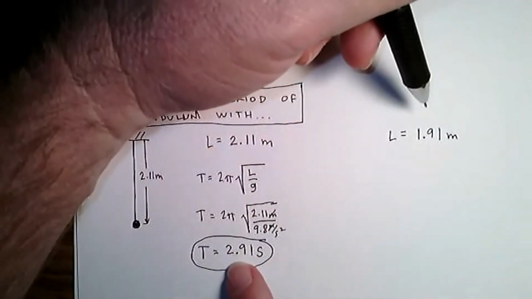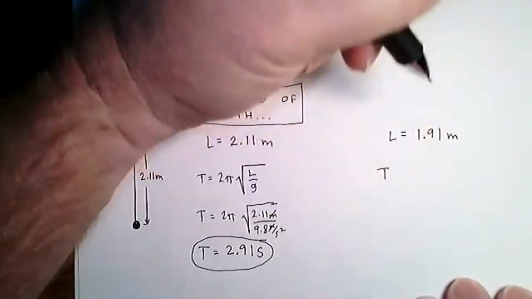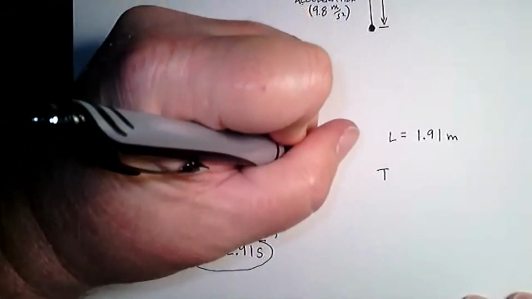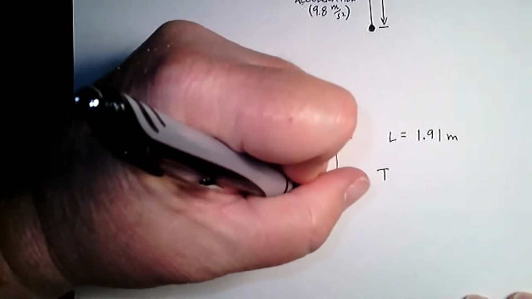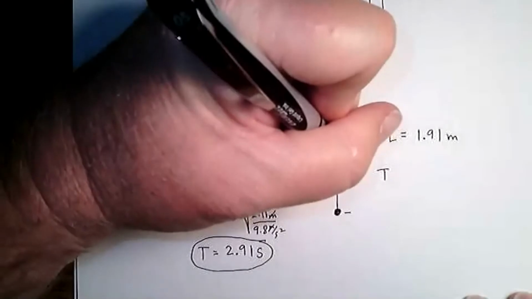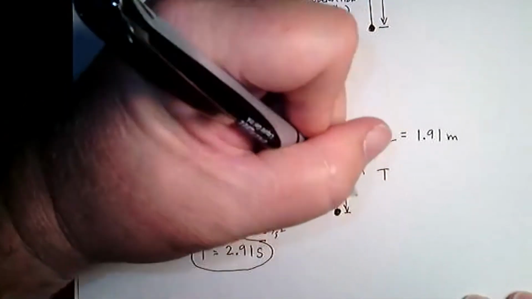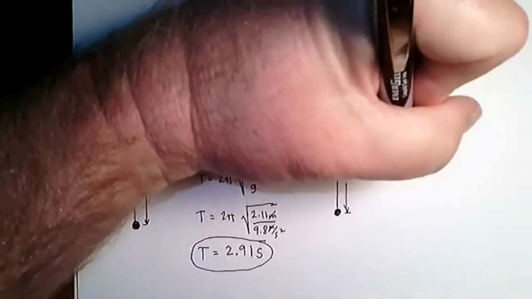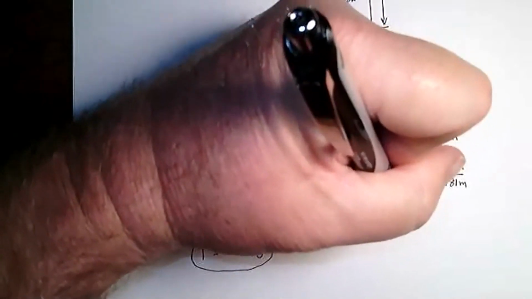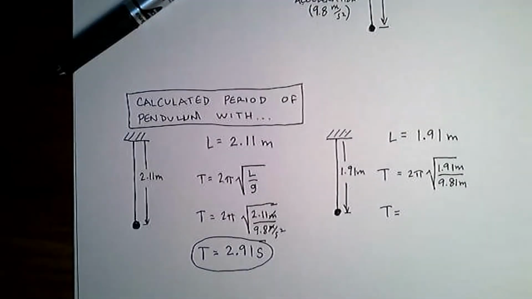What I'm going to do after that is do this again, but I shortened up the length here, so on that second trial the length of that string is going to be a little shorter. When I measured the second time, it's 1.91 meters. That's the length from the ceiling right down to the middle of that ball. And so I do a second calculation where I'm going to go 2 pi times the square root of 1.91 meters divided by 9.81 meters per second squared.